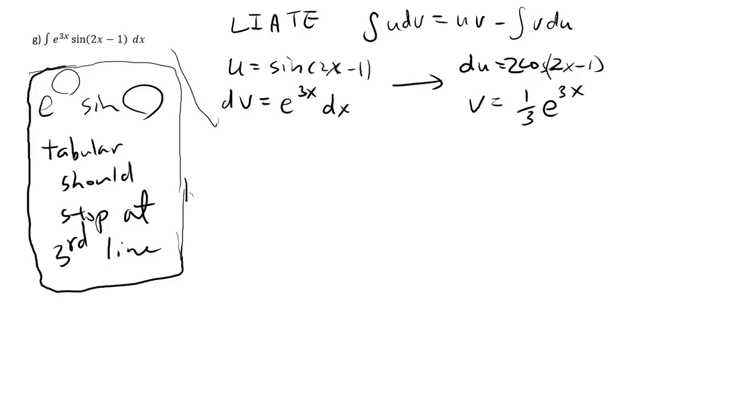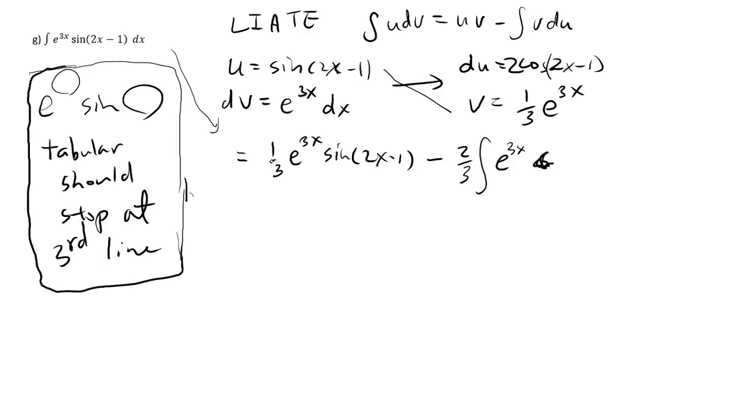And therefore this integral here is equal to uv, which is 1/3 e to 3x sine 2x minus 1, and then minus v du, so 1/3 times 2 is 2/3. And it's nice to put the 2/3 outside the integral because it's a constant multiple, e to 3x, and then you have cosine of 2x minus 1 dx.